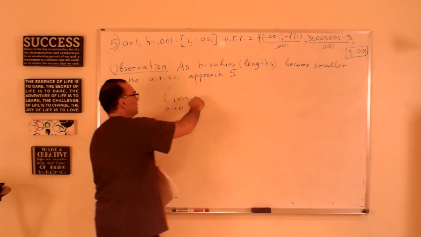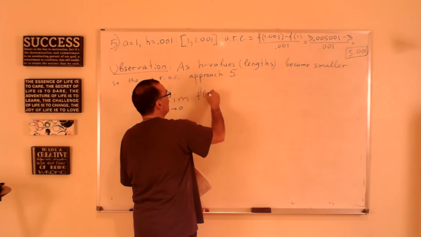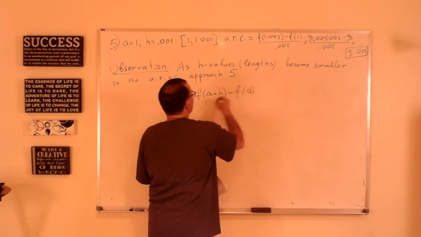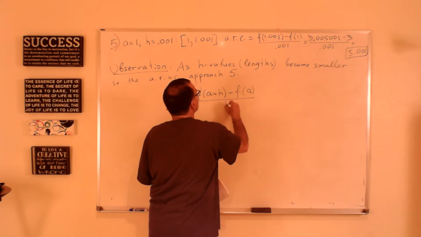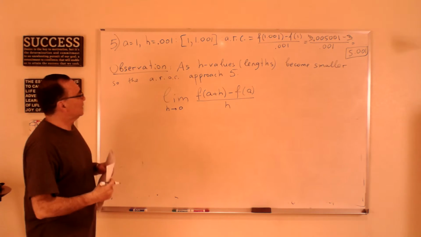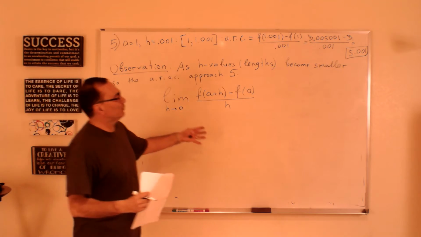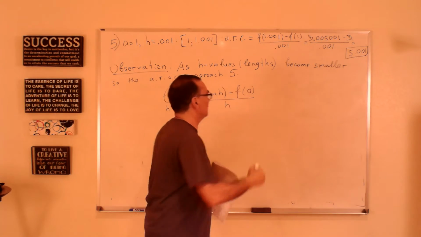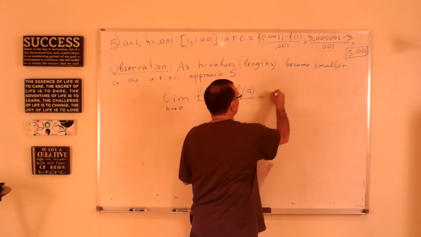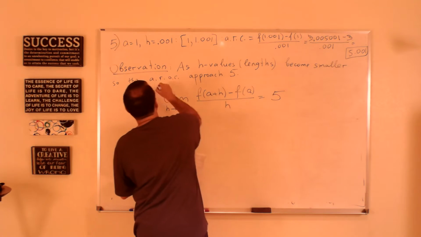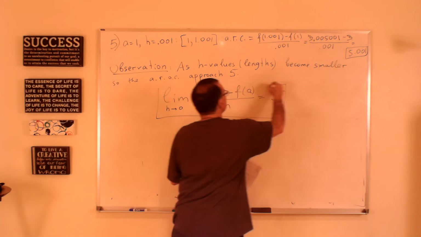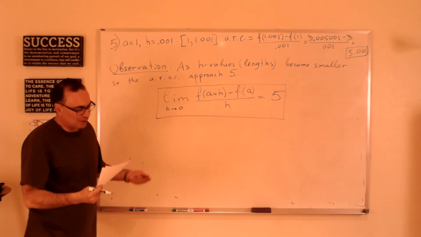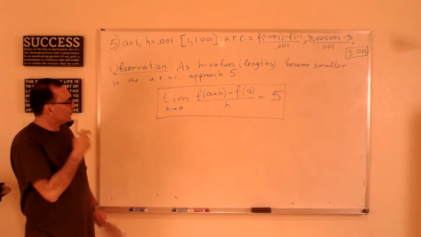What's the formula for average rate of change that we are using? f of a plus h minus f of a over h. So this is the limit that we are observing, and this limit is 5 because the values of the average rate of change approach 5. So the limit is 5. This is how our observation can be expressed using mathematical notations.